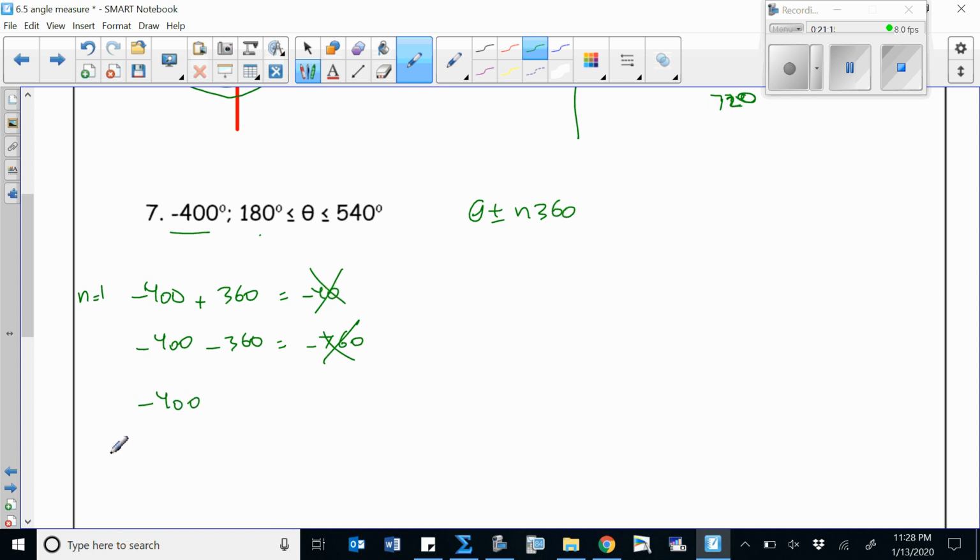So this is what I'm going to do. Negative 400. This time n is equal to 2. Negative 400 plus 2 times 360. And this is 720. So 720 minus 400 will be 320 degrees. And this value is between 180 and 540. So I take this one as my answer. So if you have an angle, you want to find a coterminal, and there is a limit, you just need to try different values, different forms of this formula to see which one fits into your interval.